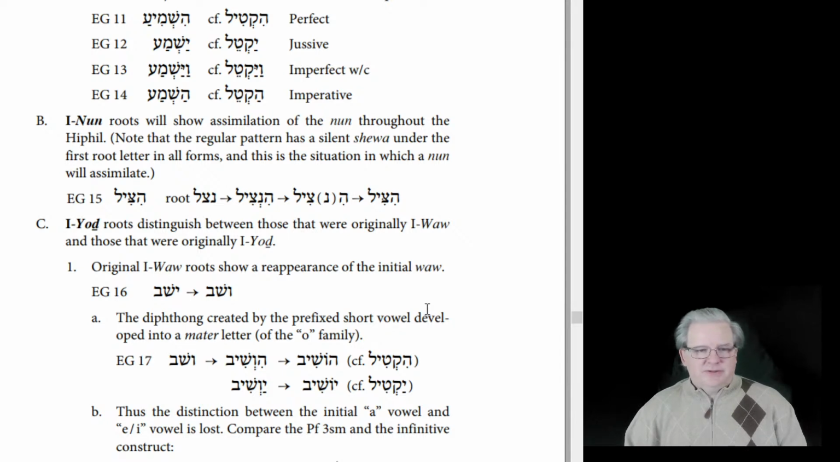First nun roots will show assimilation of the nun through the Hiphil, right? That's what I was talking about with naka. Here's natsal, and it's going to have that assimilation throughout, right? Now, I kind of motored through those because of the first yod, first wow.